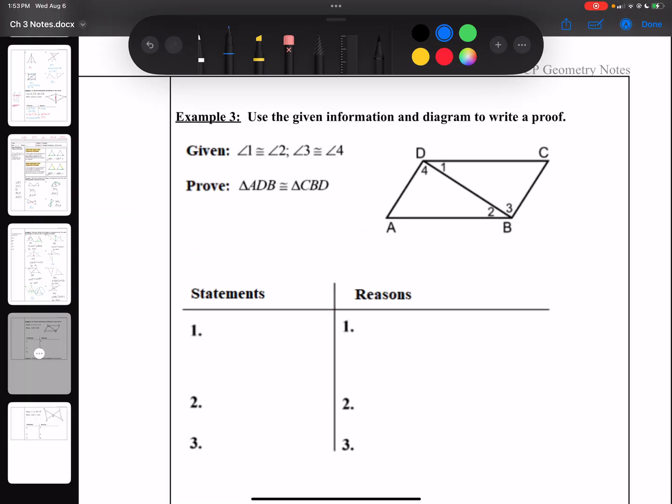All right, so I always want to start off with the given information. Angle 1 is congruent to angle 2. And angle 3 is congruent to angle 4. That information was given to me. Make sure you mark up your diagram. I'm trying to prove that triangle ADB is congruent to triangle CBD.